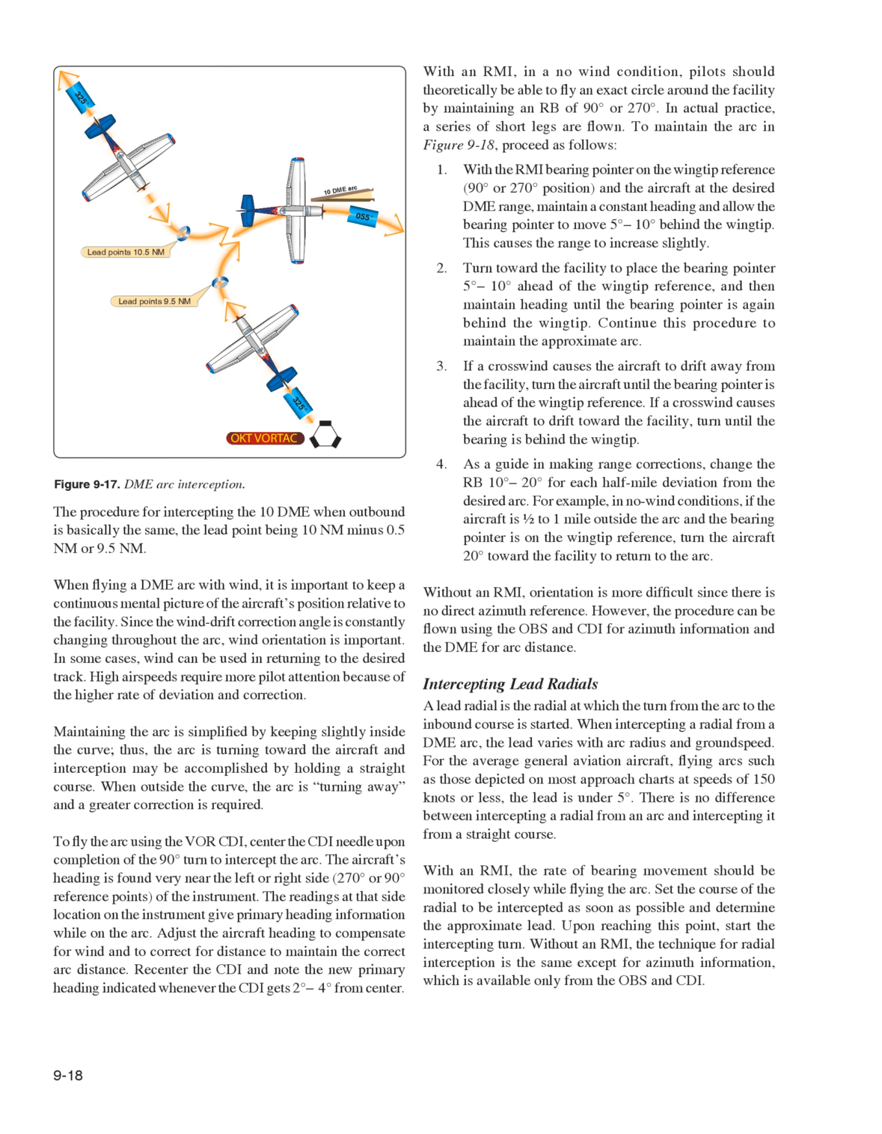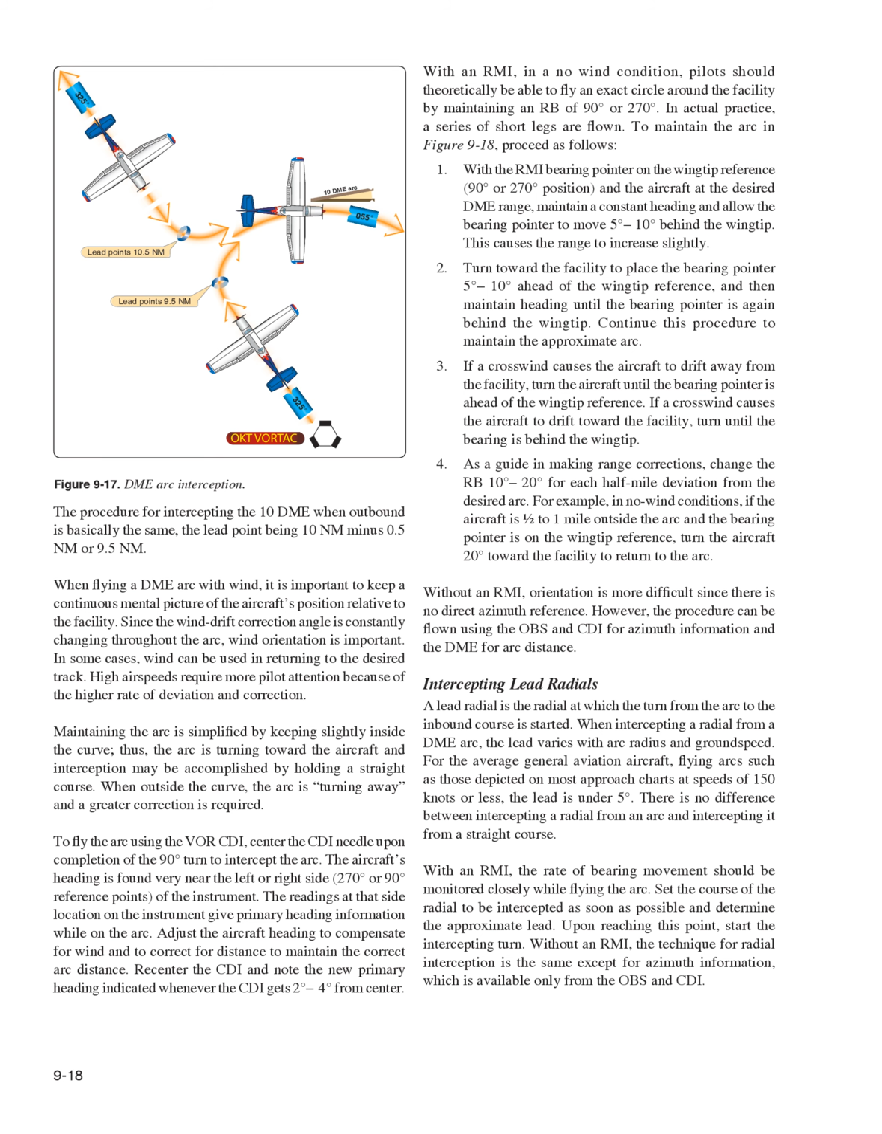To fly the arc using the VOR CDI, center the CDI needle upon completion of the 90 degrees turn to intercept the arc. The aircraft's heading is found very near the left or right side, 270 degrees or 90 degrees reference points, of the instrument. The readings at that side location on the instrument give primary heading information while on the arc. Adjust the aircraft heading to compensate for wind and to correct for distance to maintain the correct arc distance. Recenter the CDI and note the new primary heading indicated whenever the CDI gets 2 degrees, 4 degrees from center.